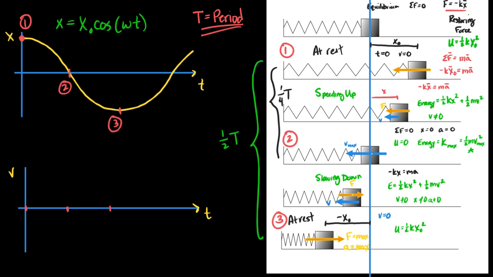At time equals 0, what is the velocity? Start at 0 at time 0. At point 2, can you tell me something about the velocity? Can we see that at point 2 we're at V max because we're at equilibrium? At point 3, where are we? What function would start at 0?